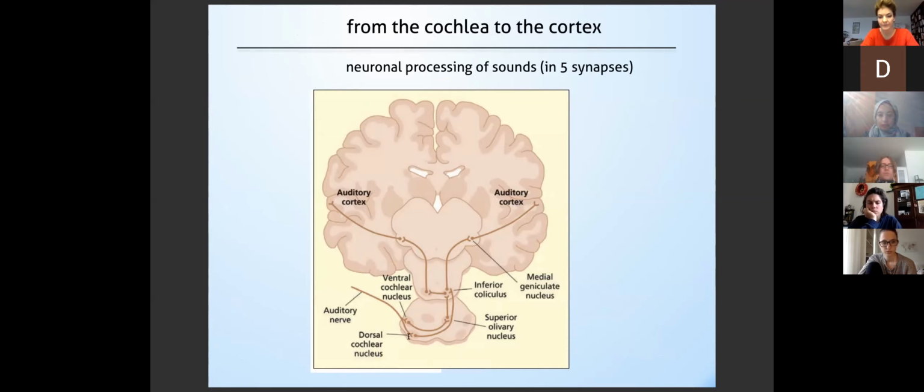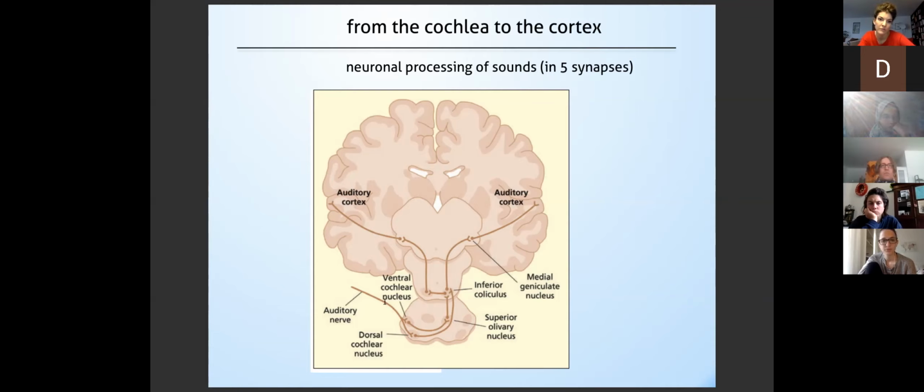And these are going to retransmit the signal to your superior olivary nucleus, which is a very old part of the brain important for sound processing and sound localization. Then it's going to go to your inferior colliculus, which is also important for sound localization. And that's going to retransmit the information to your medial geniculate nucleus, which is in the thalamus. This is the thalamus, right? Which, as I told you last time, is basically retransmitting the information to the auditory cortex.